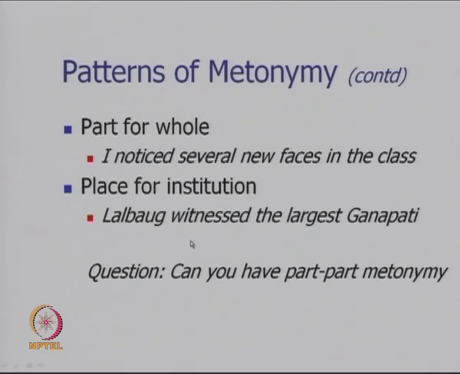So, an interesting question which arises here is that we saw part for whole and whole for part creates figurative speech, creates metonymy. Now, the question is, is it possible to have part metonymy? Okay, can you substitute a part of a physical entity by another part of the physical entity? For example, can you substitute nose by eyes, eyes by ears, okay, to create figurative speech or metonymy? So, try this as an exercise.